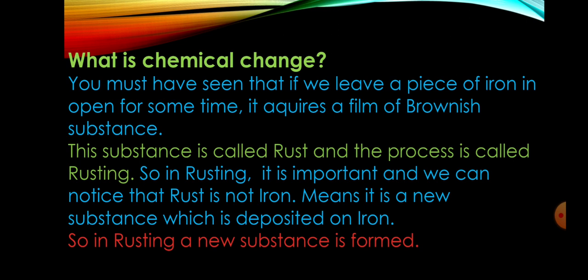In rusting, it is important to notice that rust is not iron. We can write in equations that rust is iron oxide, but iron oxide is also not iron. So rust is not iron, which means it is a new substance which is deposited on iron. So in rusting, a new substance is formed.